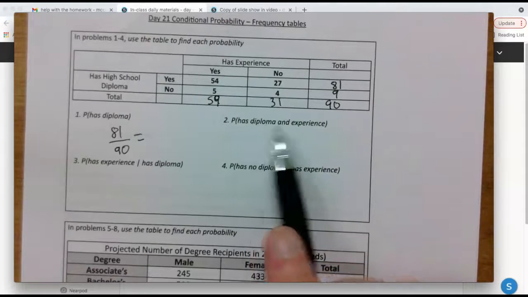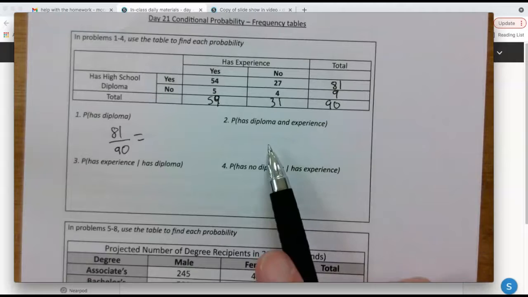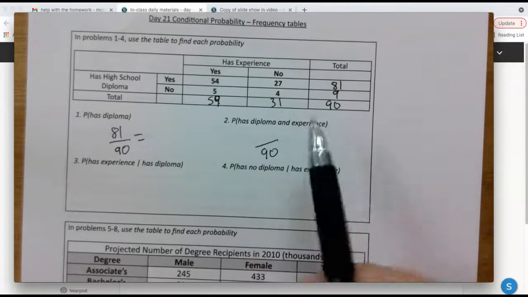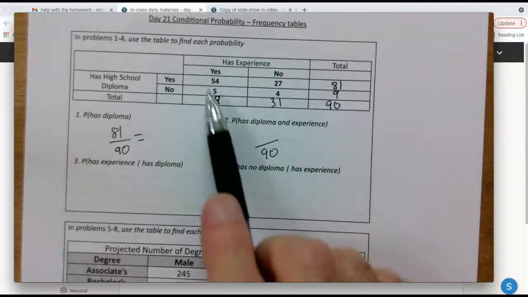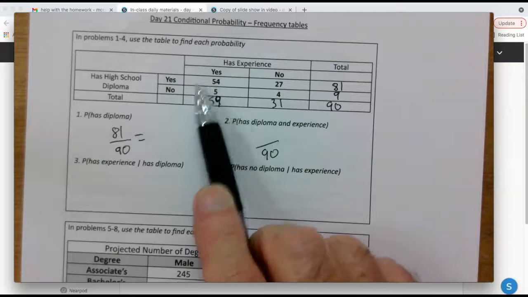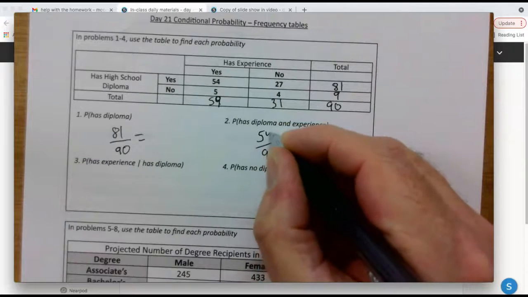All right. Has a diploma and experience. We're just picking someone. All right, 90 again on the bottom. Diploma and experience. They have a diploma, yes. Experience, yes. It's right there, guys. 54 has a diploma and experience right there. Yes, yes. All right. Again, simplify it.